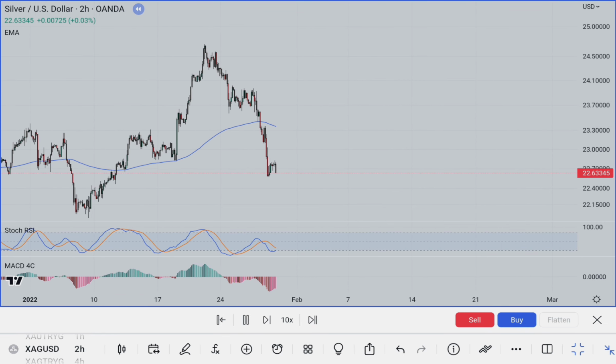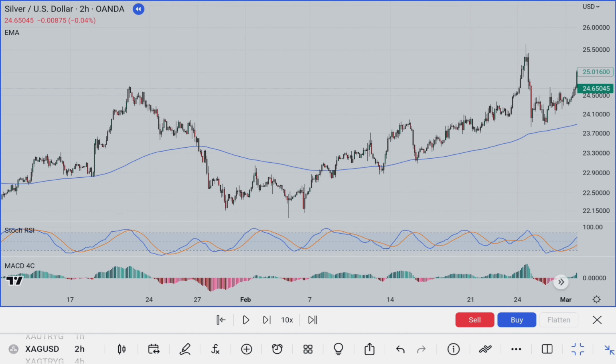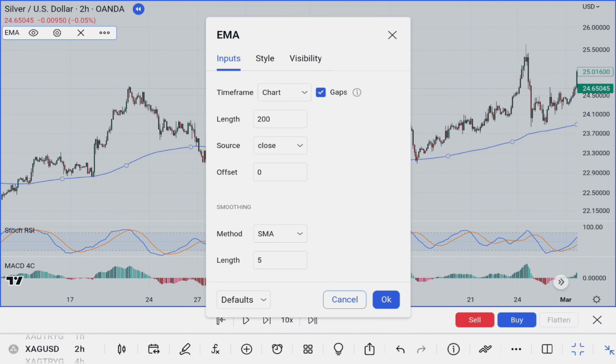Let's start by setting the indicators we will use and bringing them up one by one on the screen.